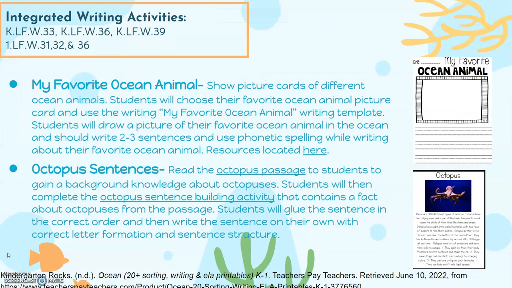Writing activities. My favorite ocean animal. Show picture cards of different ocean animals, and students will choose their favorite ocean animal picture card and use the My Favorite Ocean Animal writing template. Students will draw a picture of their favorite ocean animal in the ocean and should write 2 to 3 sentences and use phonetic spelling while writing about their favorite ocean animal. Resources are located here.